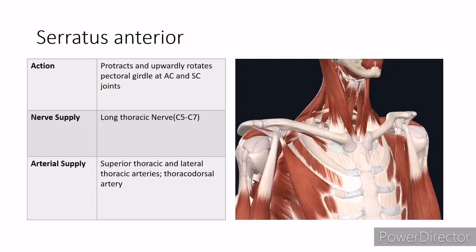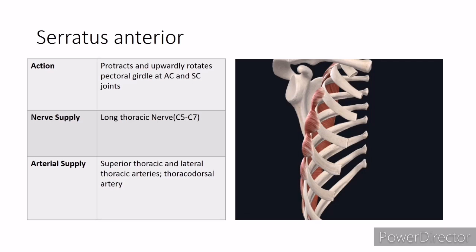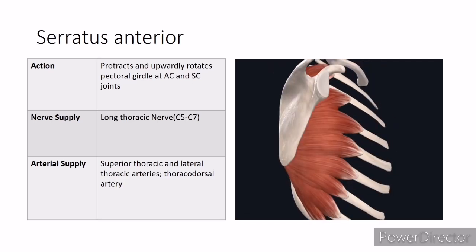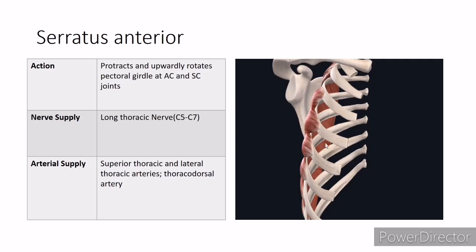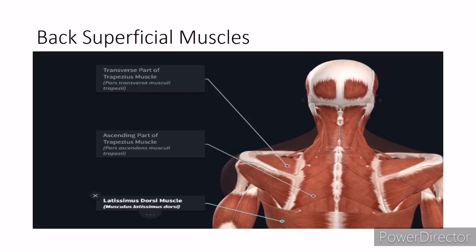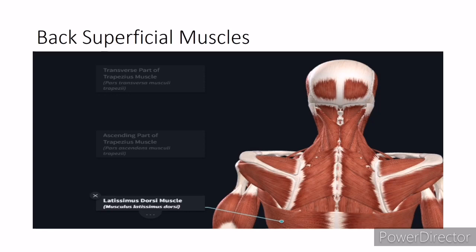So we have the serratus anterior muscle. It protracts and upwardly rotates the pectoral girdle at the AC and SC joints. It's innervated by the long thoracic nerve and supplied by the lateral thoracic artery and thoracodorsal artery. After the pectoral group, we will move on with the superficial back muscles.